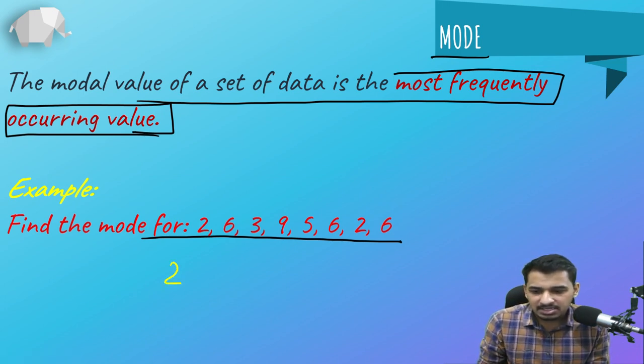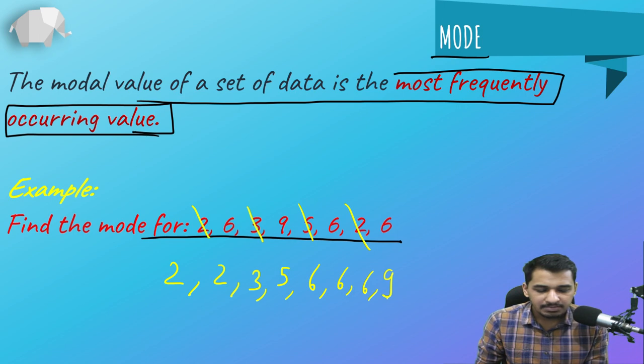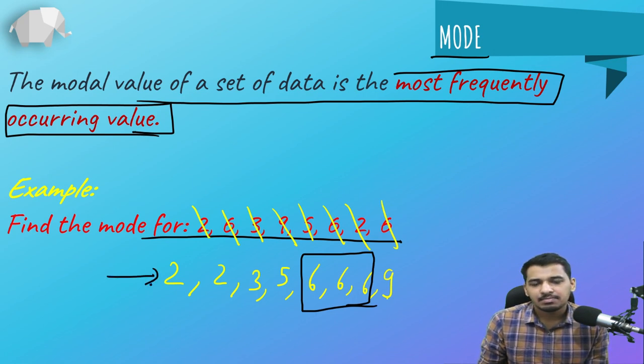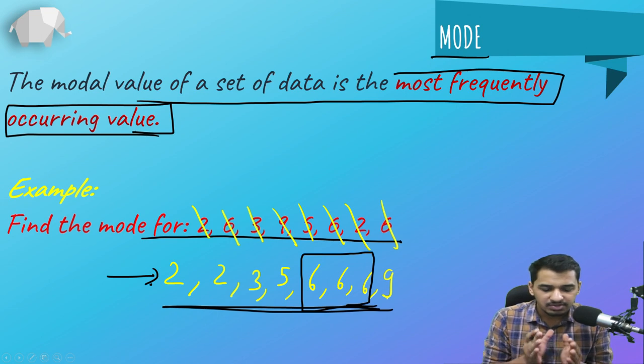If I arrange this data, say 2, then 2 again, then 3, then 5, then 6, 6, 6, and then 9. Now it is becoming very easy for me to see that 6 is the most frequently occurring data. Sometimes in exams, in pressure mode, you might miss out some data. It is better recommended that you first arrange it in ascending order and then try to find the mode, which is the most frequently occurring value. It is not necessary that you arrange this, but it is recommended from my side, from my experience, of what I have seen.